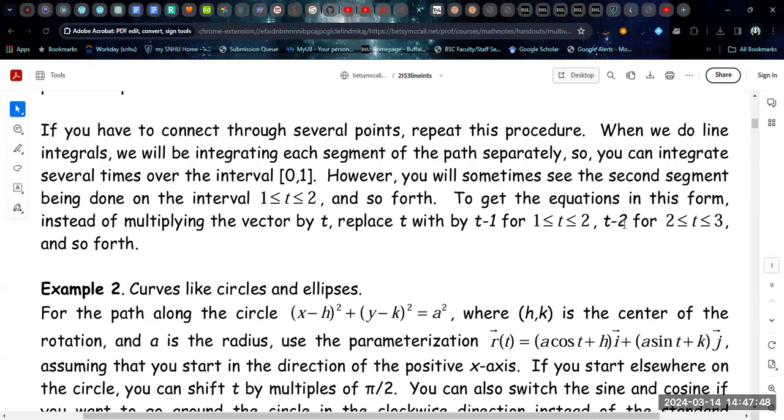procedures. Now, it turns out that when you're doing these integrations, you can do them segment by segment, and so you don't need to really make the t consecutive. You can always use the interval 0 to 1. But if you do need to make the t consecutive like this, then when you're setting up your equations, just remember that the default is 0 to 1. So if you're going from 1 to 2, use t minus 1. If you're going from 2 to 3, t minus 2, and so on.